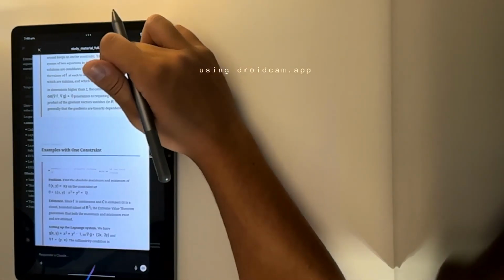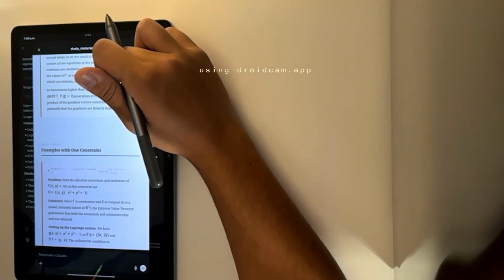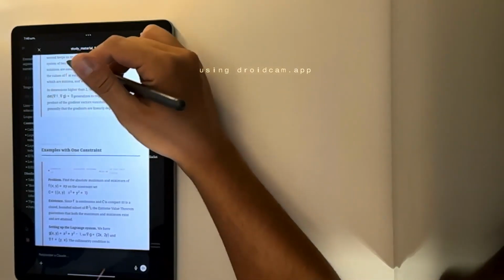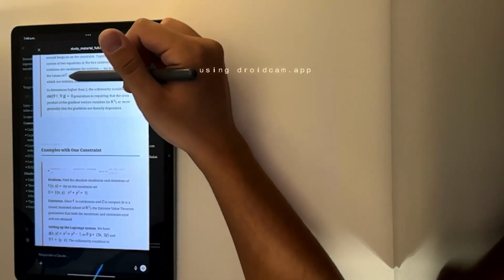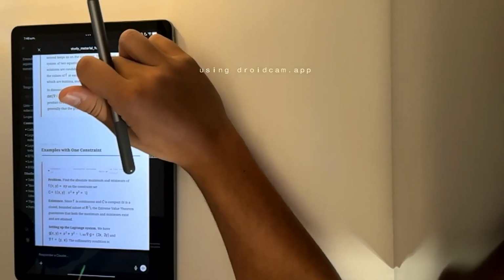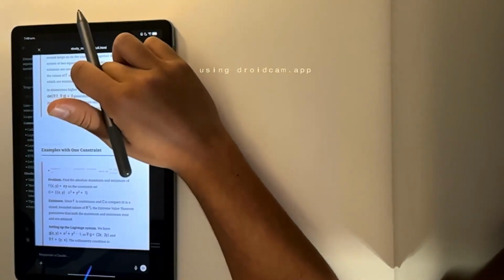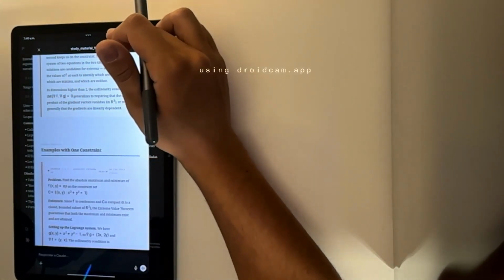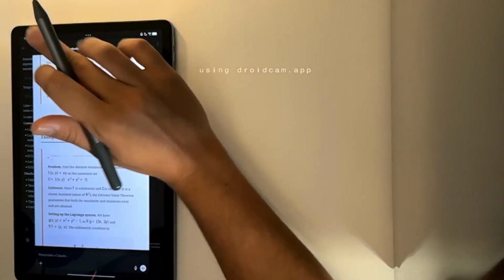In dimensions higher than 2, the collinearity condition, determinant of gradient of f and gradient of g equals 0, generalizes to requiring that the cross product of the gradient vectors vanishes, or more generally, that the gradients are linearly dependent.